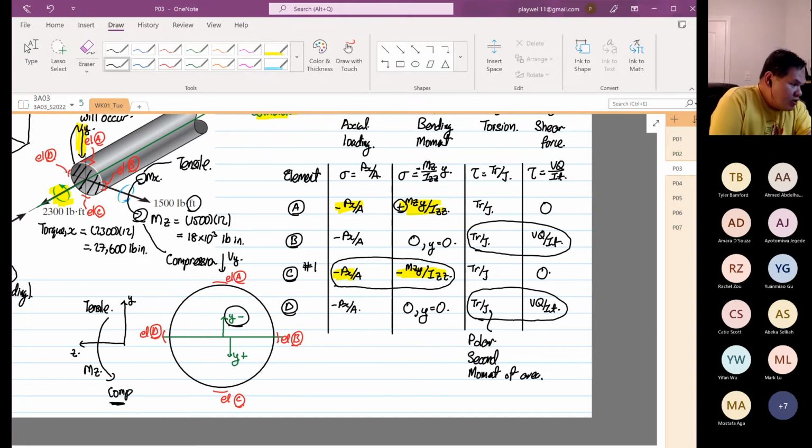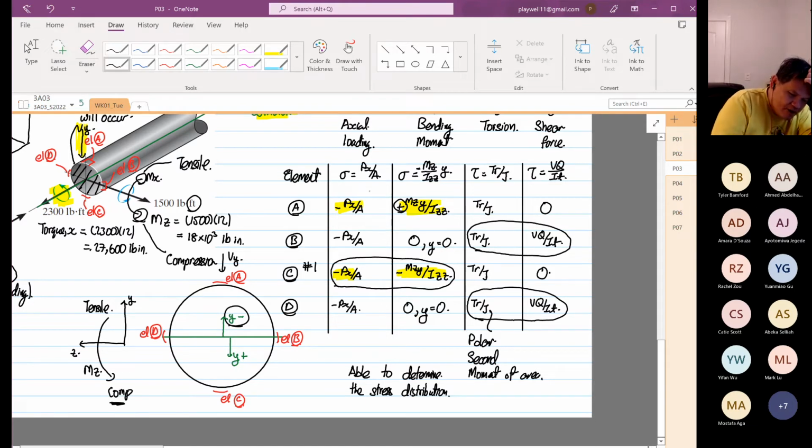The thing about this course is that when we calculate the stresses, it's not an average. I repeat again, we are able to determine the stress distribution. So what do I mean by that?